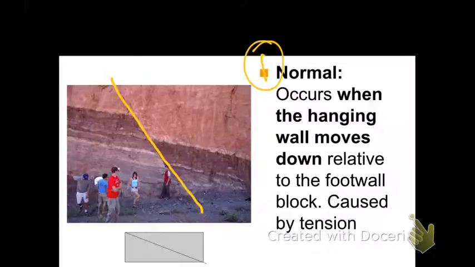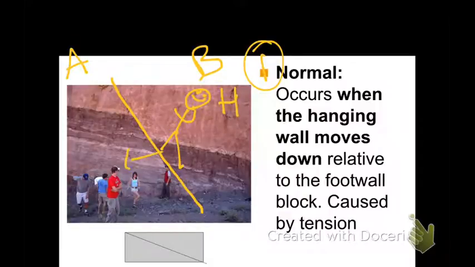I want you to think to yourself which one is the hanging wall and which one is the foot wall. If you said that side B is the hanging wall, you would be correct. So again, I draw my nice little happy man standing on my fault line. There, he's happy. So he's standing on the fault line, so his head is within the hanging wall and his feet are pointing down to the foot wall.